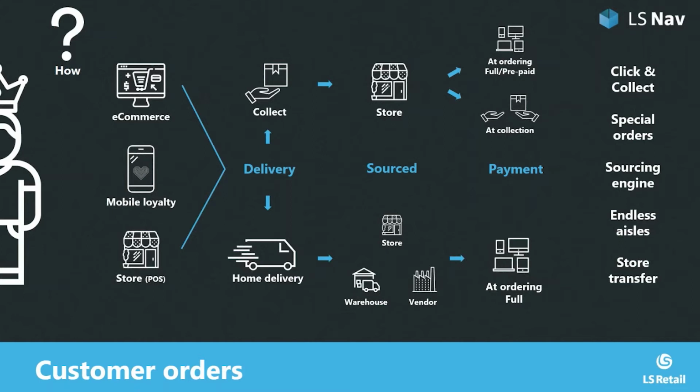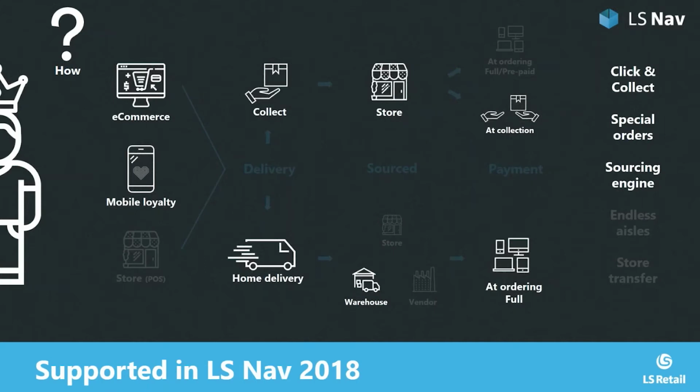Other features we're going to support are click and collect, special order, sourcing engine, endless aisles, and store transfers. Supported in LS Nav 2018 release: the creation of order at e-commerce, mobile loyalty apps are supported, collect at store, and paid at collection. Have it delivered from a warehouse and paid at shipping.